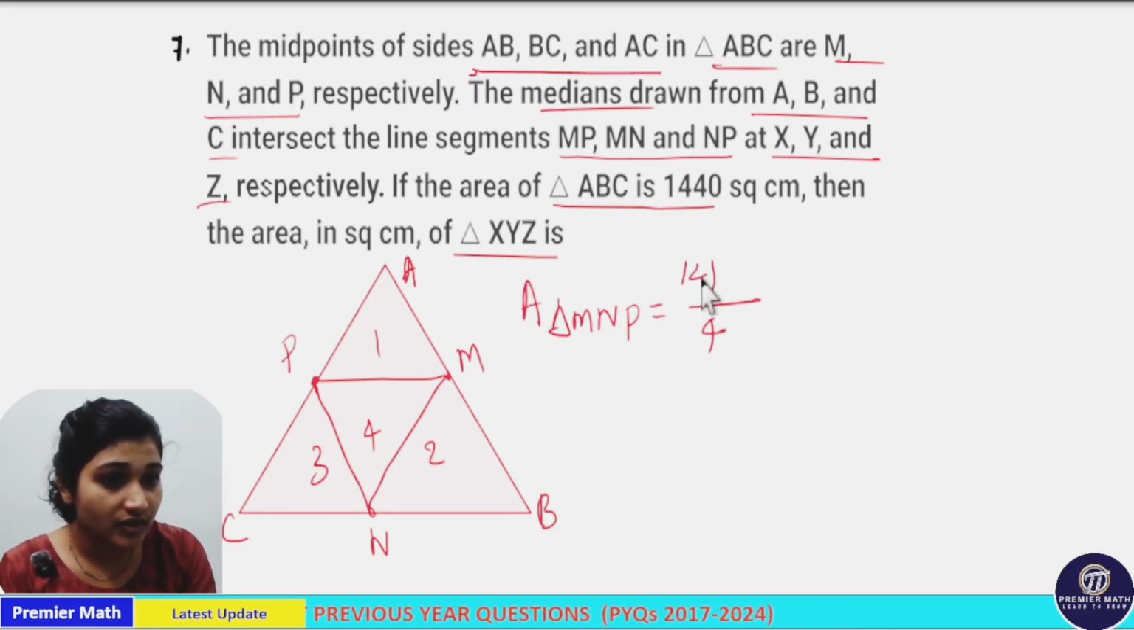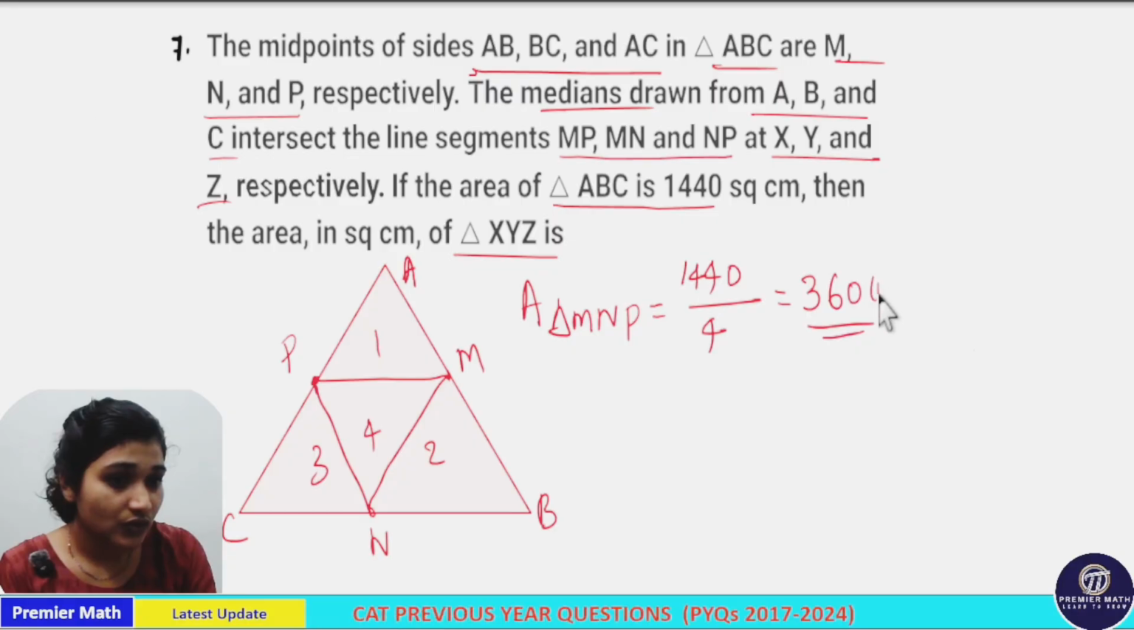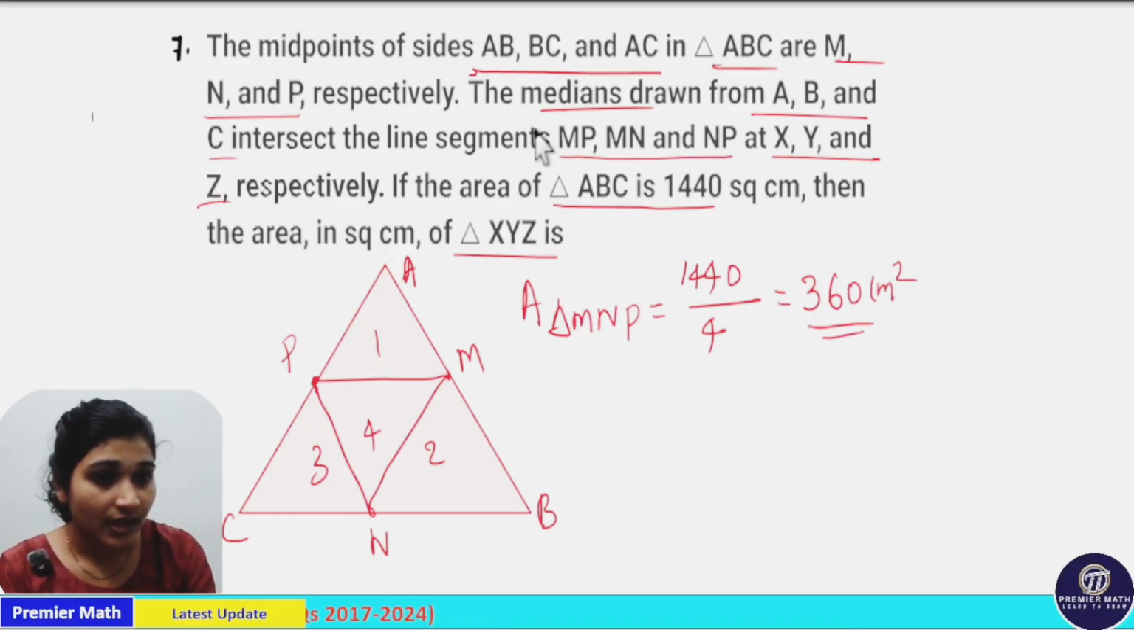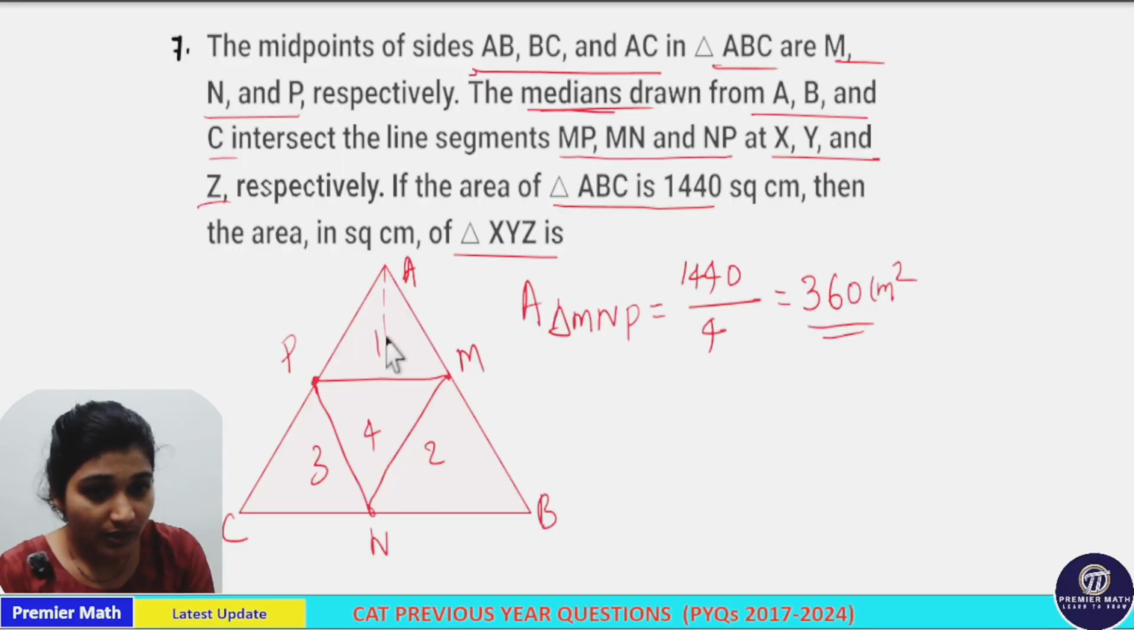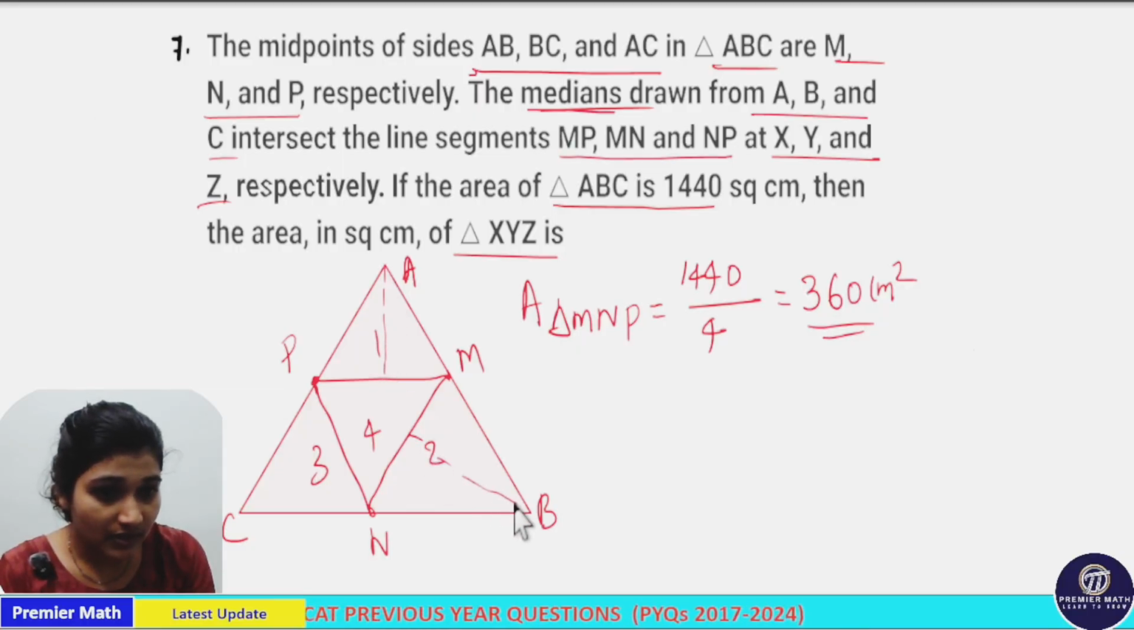Here the area of the larger triangle is 1440. So 1440 divided by 4: 4 goes 3 times in 12, 6 times in 24 and gives 0. So 360 centimeters square. And here medians are drawn from ABC. Median means AN, BP and CM.